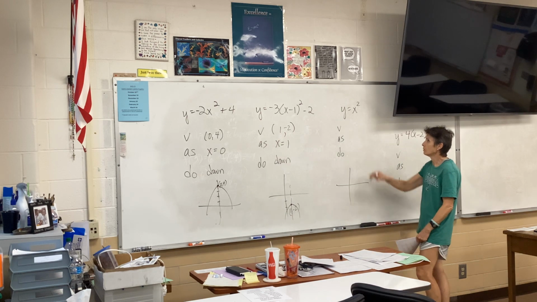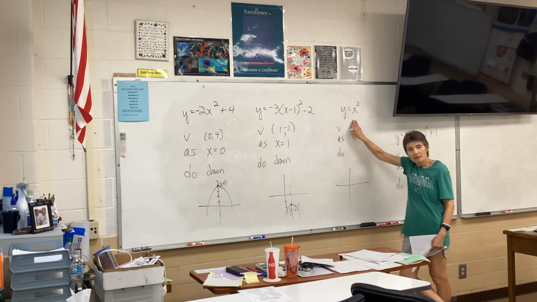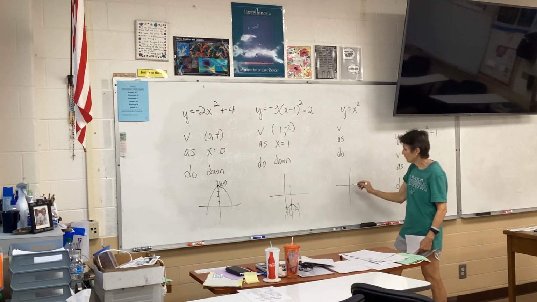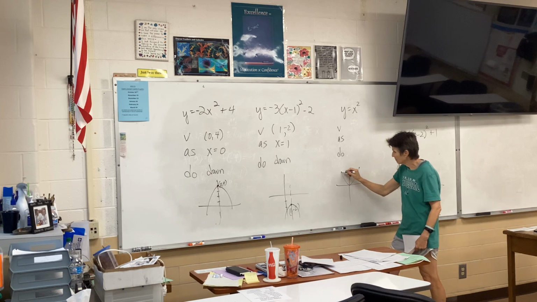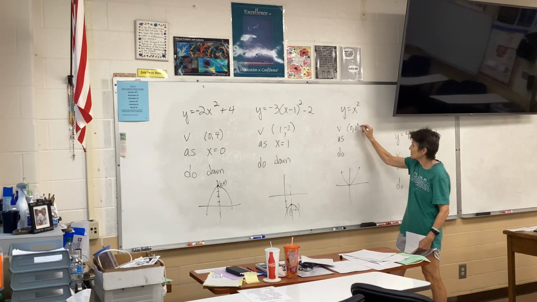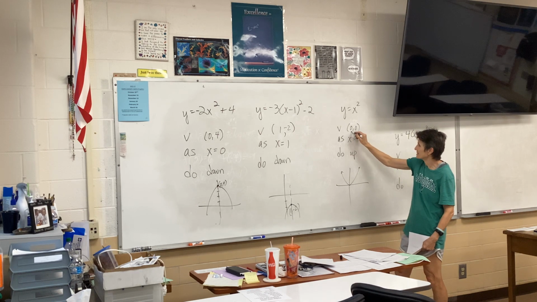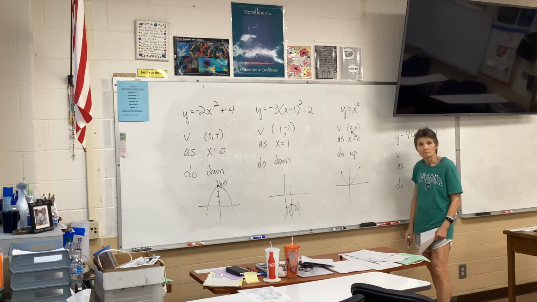Whoa, whoa, whoa. Isn't that our BFF? That's what we have memorized. We know exactly what that looks like. Its vertex is at the origin. It opens up, and its axis of symmetry will be x equals 0.